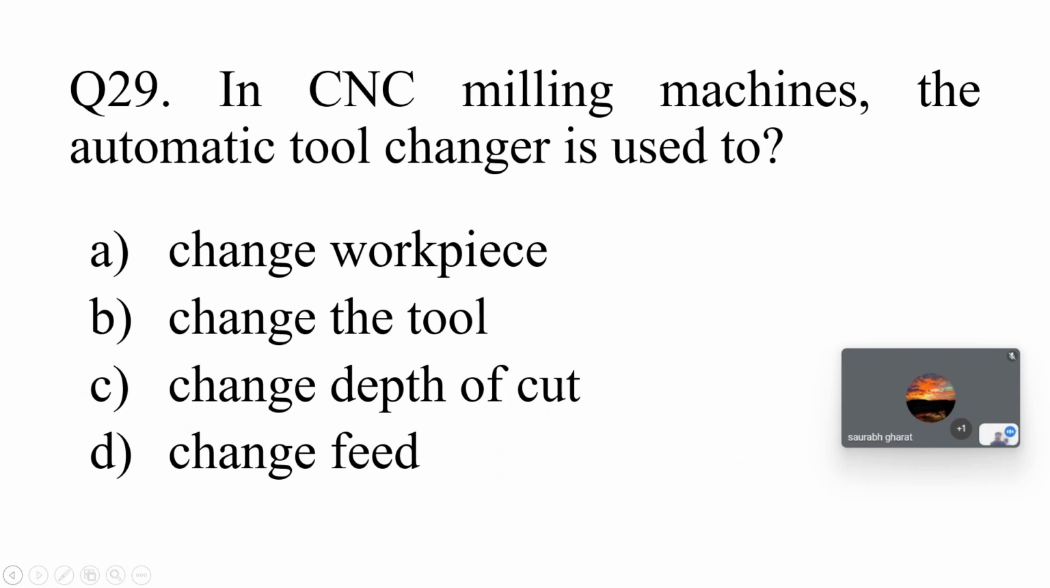Okay, so the 29th question. In a CNC milling machine, the automatic tool changer is used to change the workpiece, to change the tool, depth of cut or feed. What is the use of this automatic tool changer? That is the question.